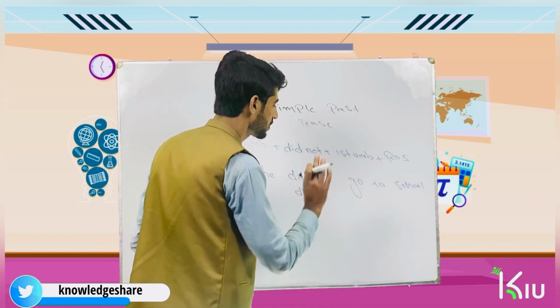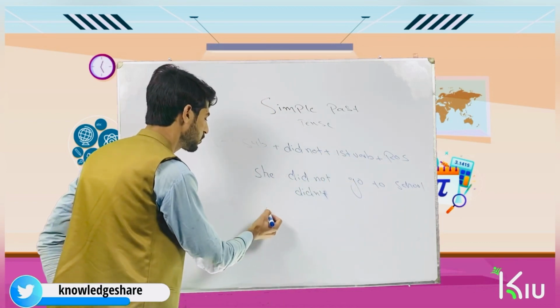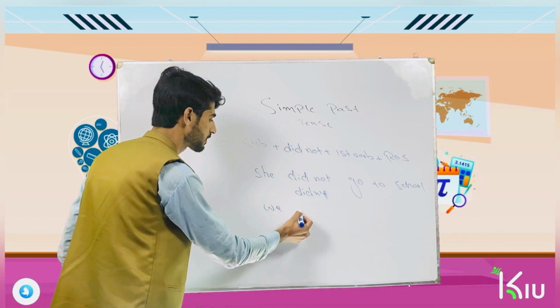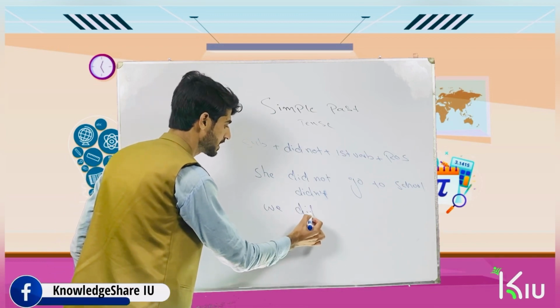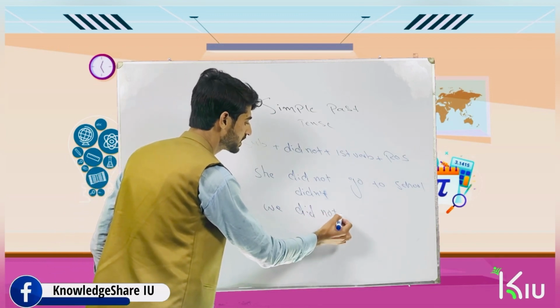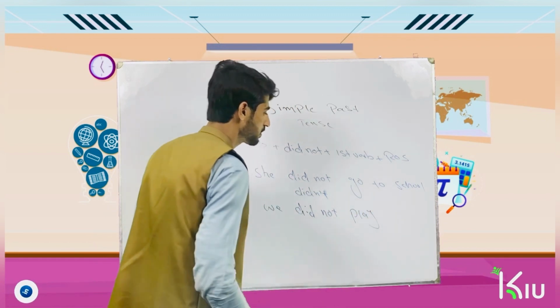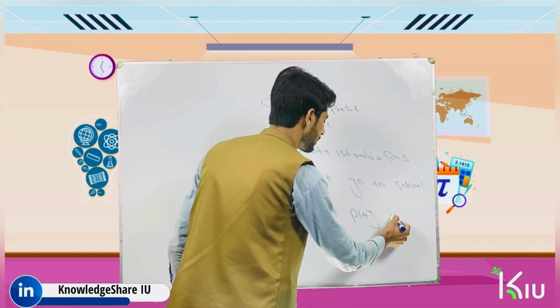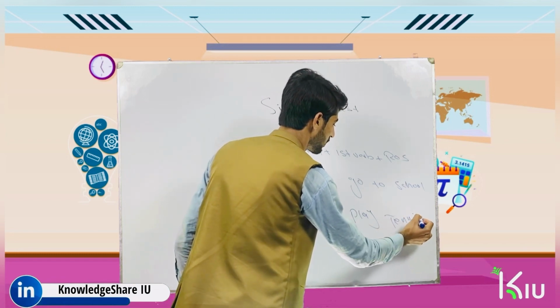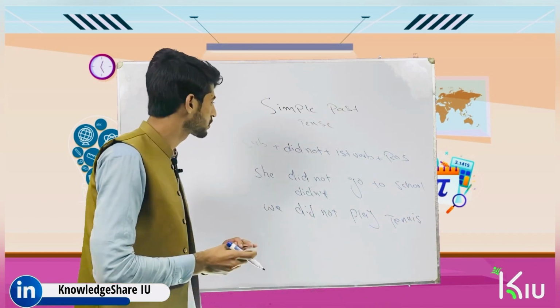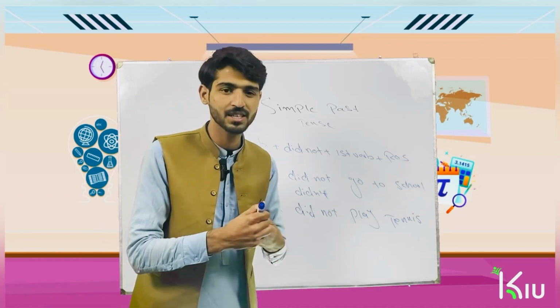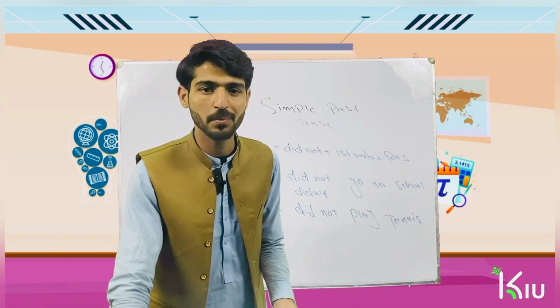She did not go to school. Now if the subject is plural, we did not. It is the same, okay? We did not play. We'll put the first form of the verb. We did not play tennis. So it was all about the negative structure of simple past tense.